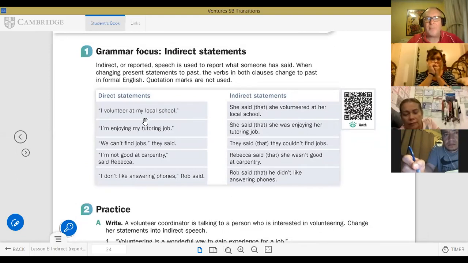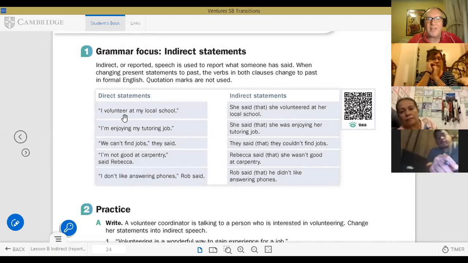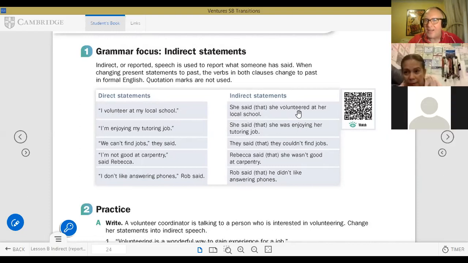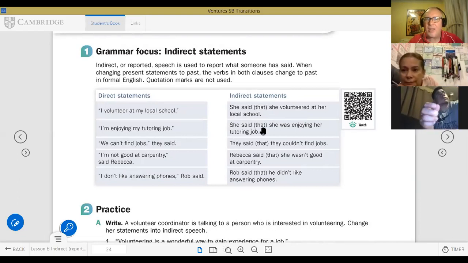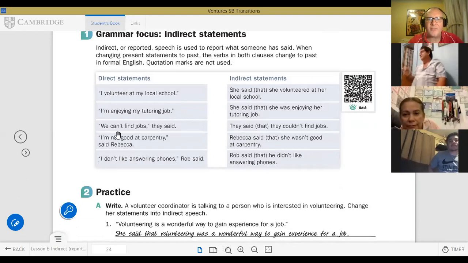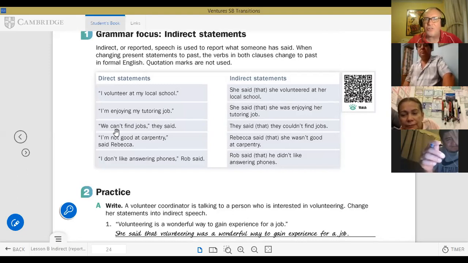All right, so anyway, I want to use it tonight because it has what we're talking about. Notice here in the direct, it says, I volunteer. And notice it changes to, she said that she volunteered. Present becomes past. I am enjoying becomes she said that she was enjoying. I am becomes she was. The next one, we can't find jobs. What do we say? They said that they couldn't find jobs. Exactly. Can't changes to couldn't.